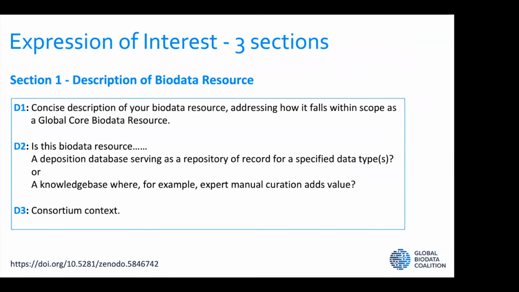And then thirdly, in this introductory section, we would like a statement about the context in which the application is being made. This doesn't apply to all biodata resources, but there are biodata resources that function both independently and as part of a bigger consortium. For those data resources, they will need to make a decision about how they best want to make their application. And therefore, we ask that they explain that in this section 1, so we can understand what unit of application it is that we're looking at.